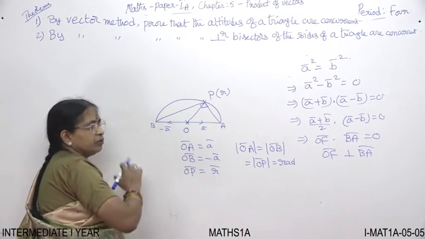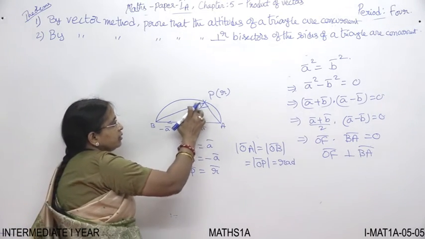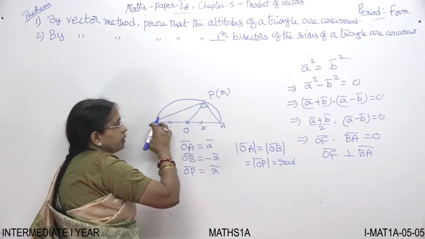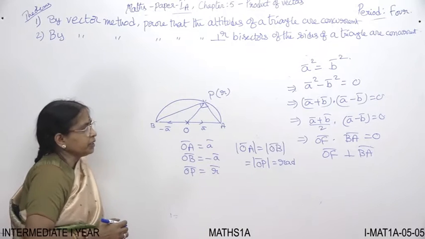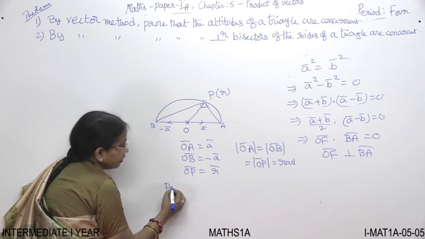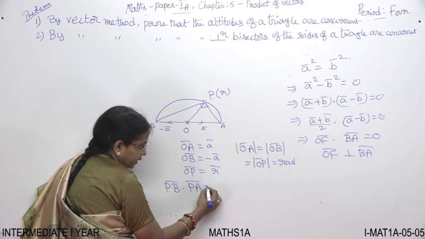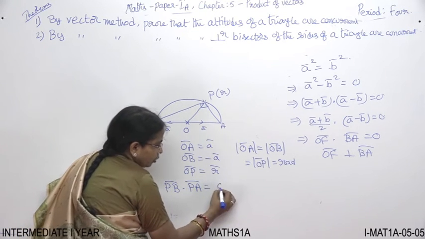So this idea we now need. Now we must show that the angle between PB and PA is 90 degrees. So we'll find PB dot PA. What is PB? OB minus OP.